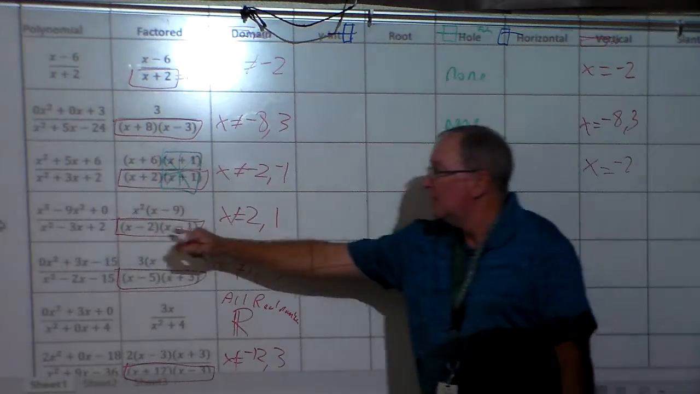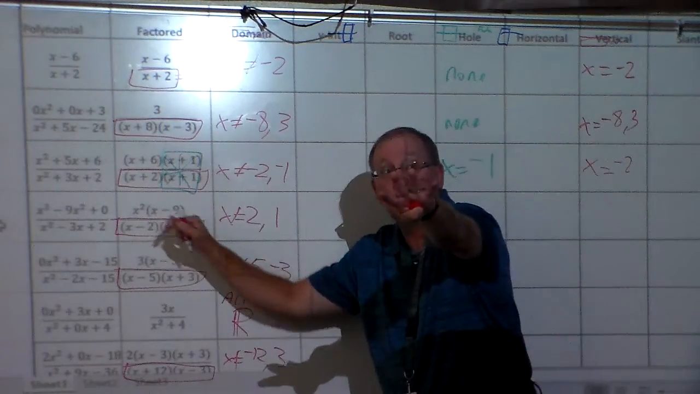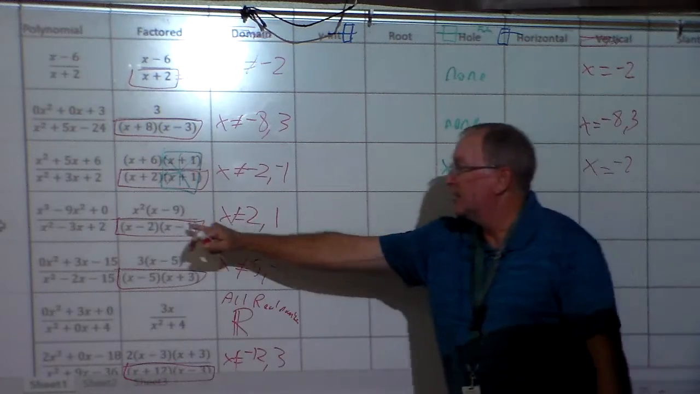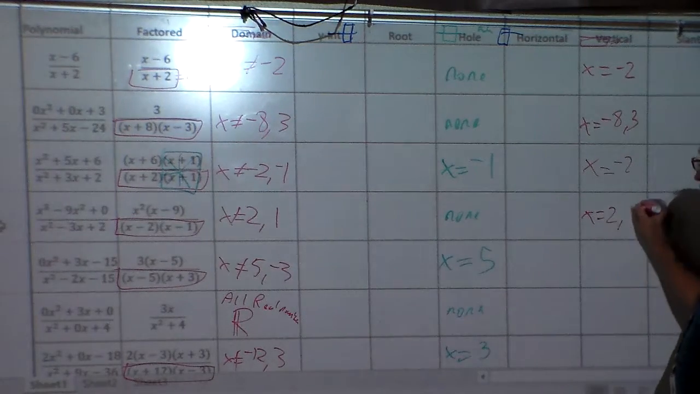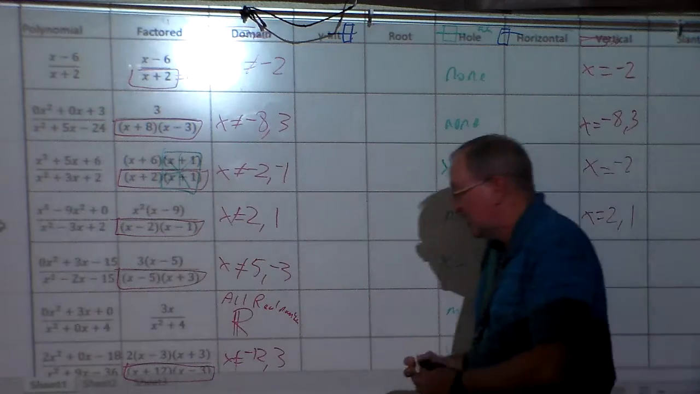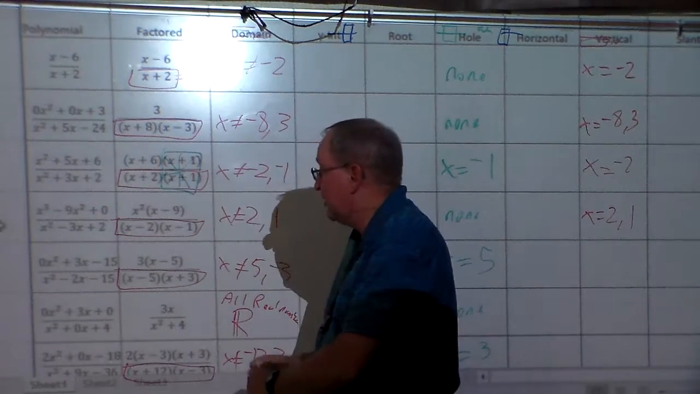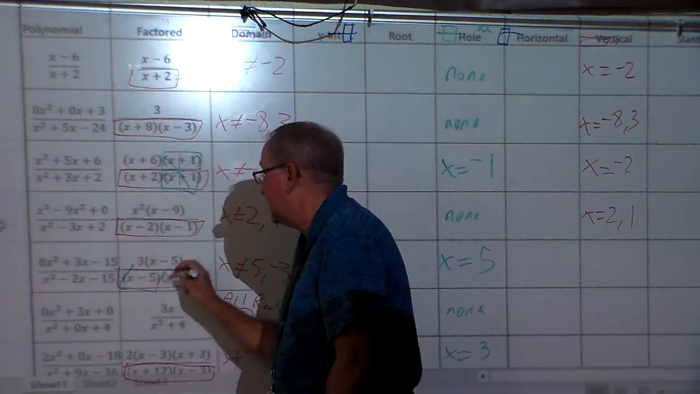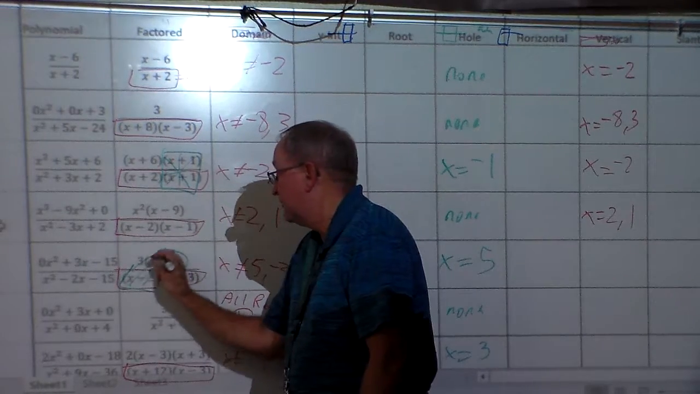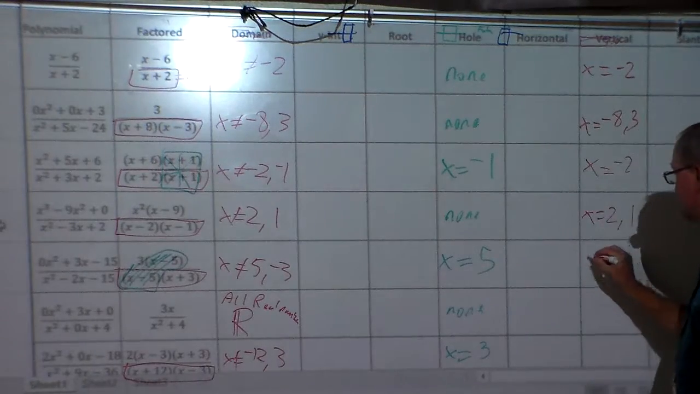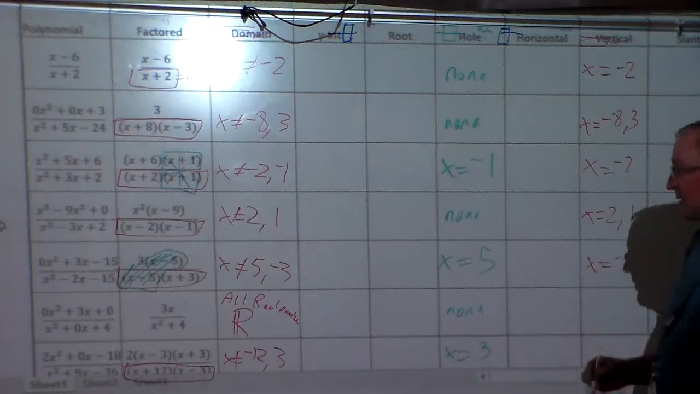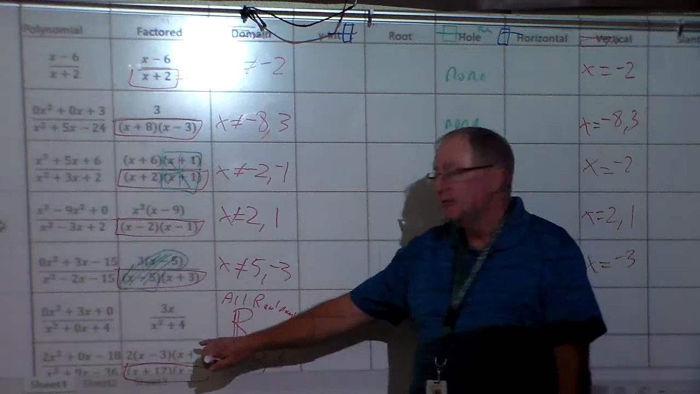Here, there are 2 right here, guys. So we have x equals 2 and 1. Now notice, here we also had a what? We had a hole, so it kicks it out of what? Both of those. So the only vertical asymptote is x equals -3.